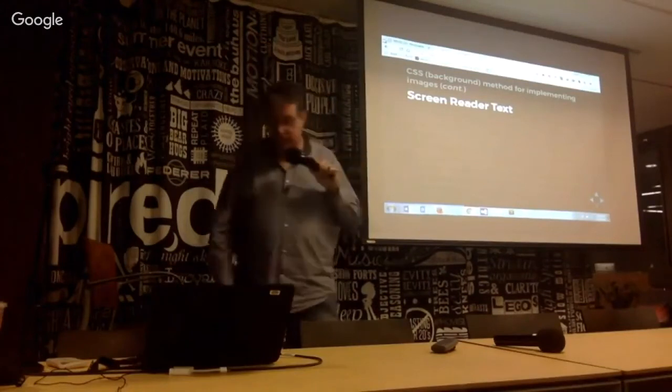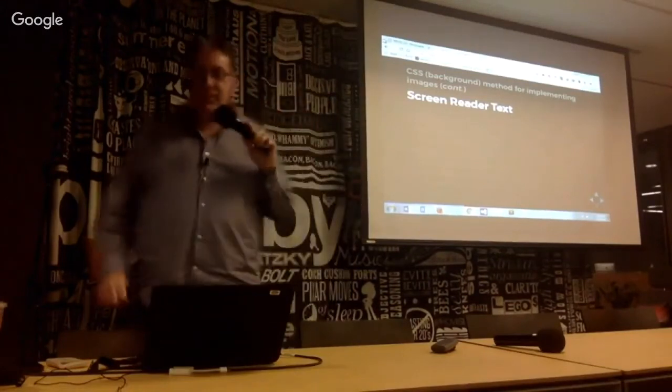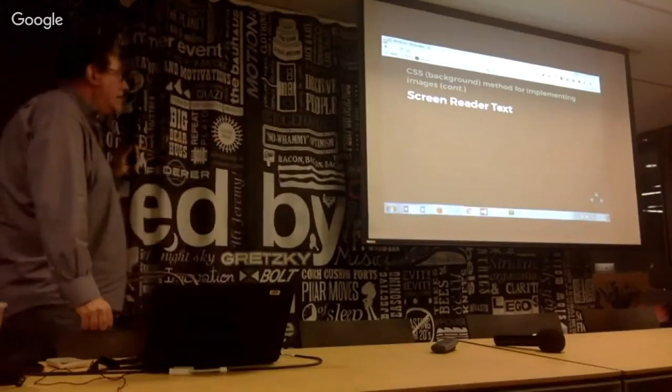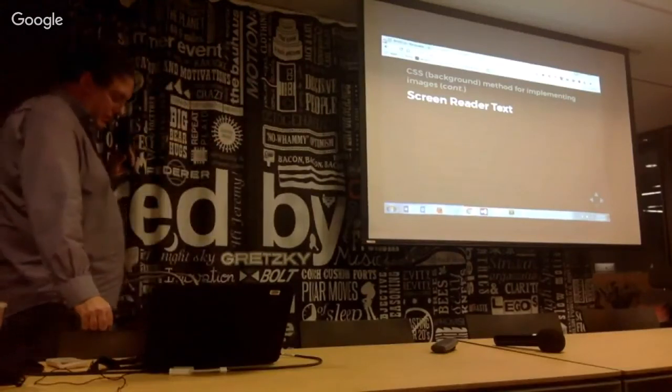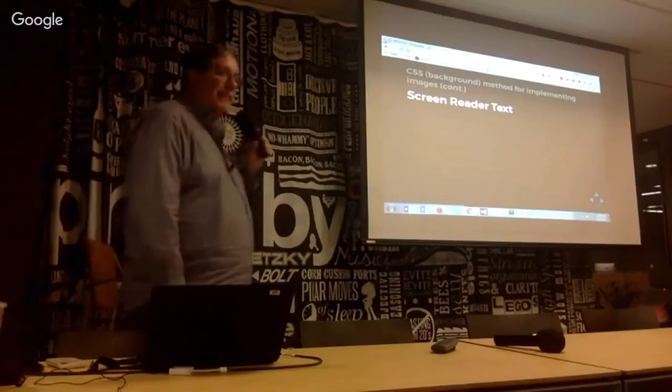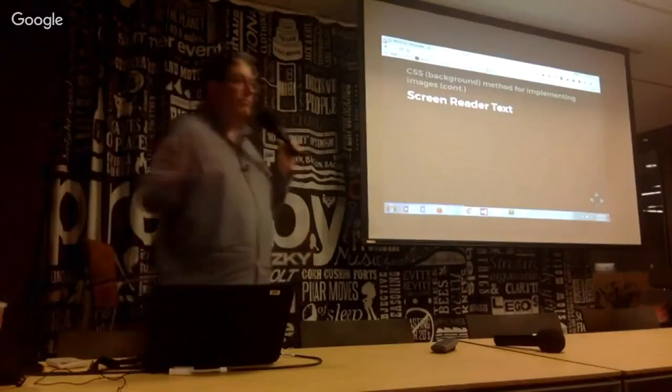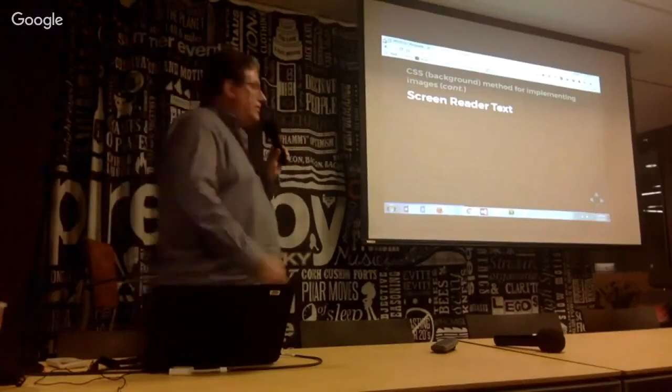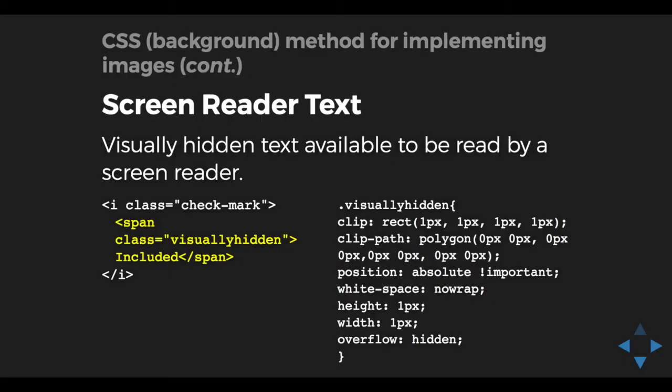Screen reader text is text on the page that's visibly hidden, but available for assistive technology. And it's all using CSS to do this. So you might have something like this. We have the I tag used for icons and imagery left and right on the web today. Within there, you would put a span with a class of visually hidden.